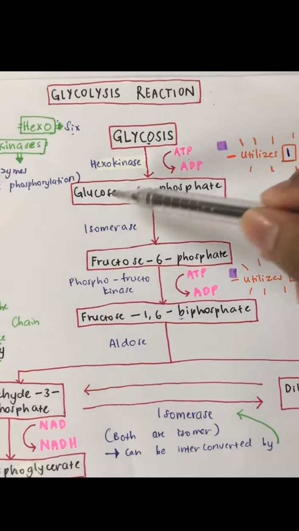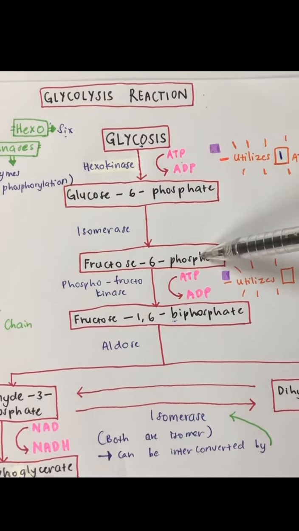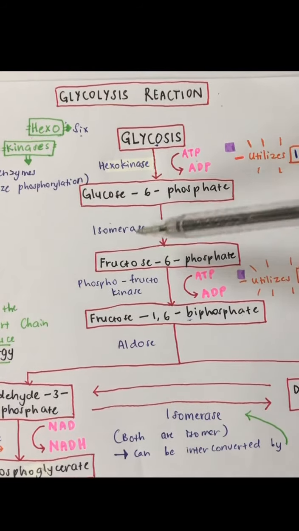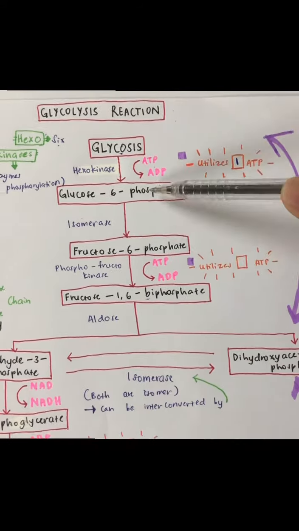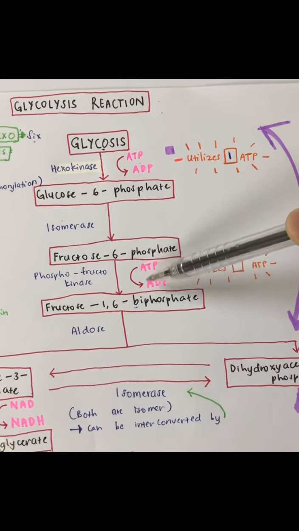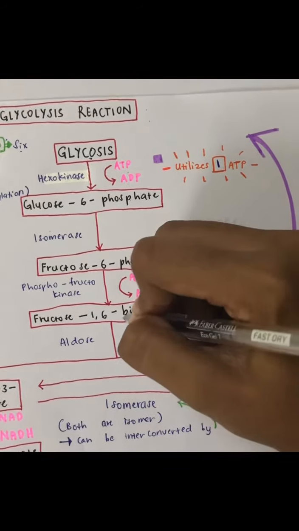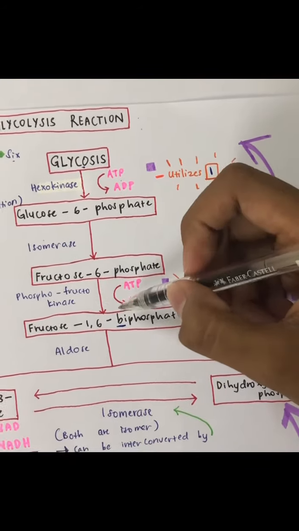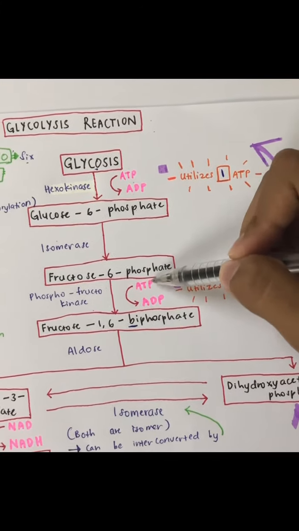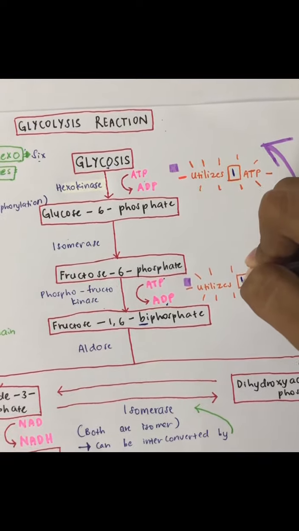In the next reaction, glucose 6-phosphate is converted to fructose 6-phosphate, which is catalyzed by an isomerase enzyme. In the next step, fructose 6-phosphate is converted to fructose 1,6-bisphosphate. In this reaction, another phosphate group is added. This reaction is catalyzed by phosphofructokinase. Another ATP is converted to ADP, thus it utilizes another molecule of ATP.